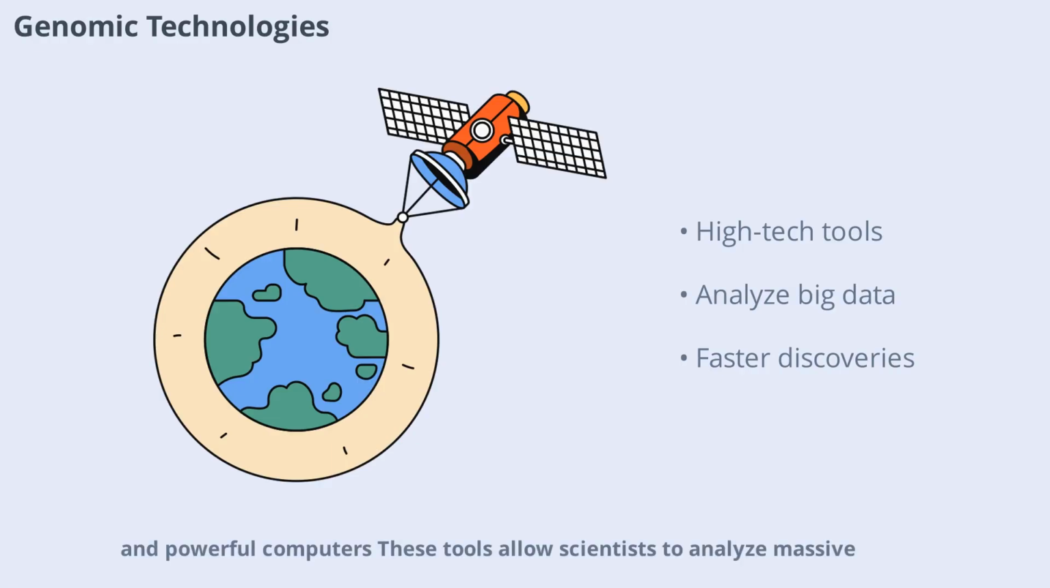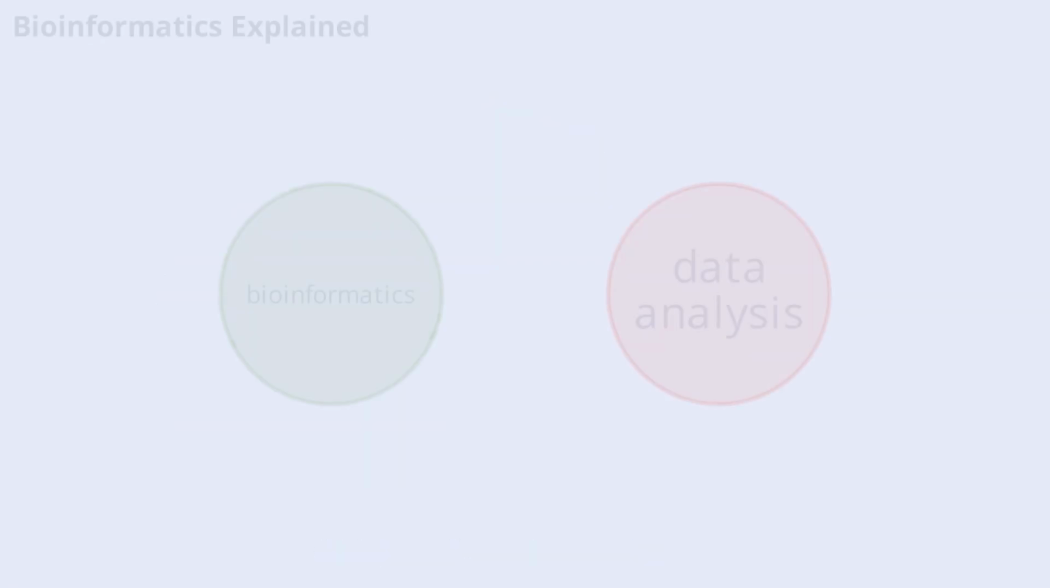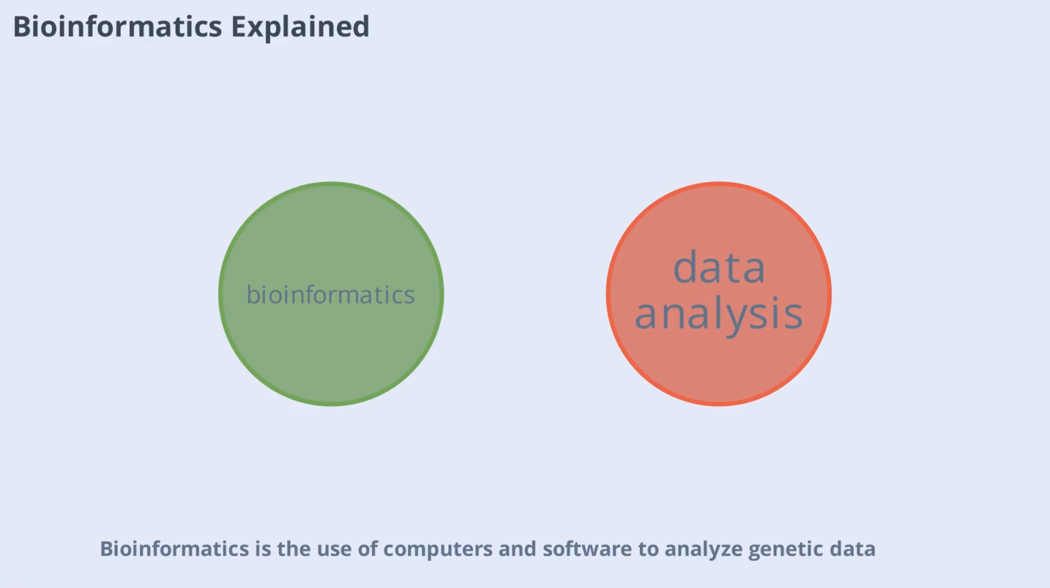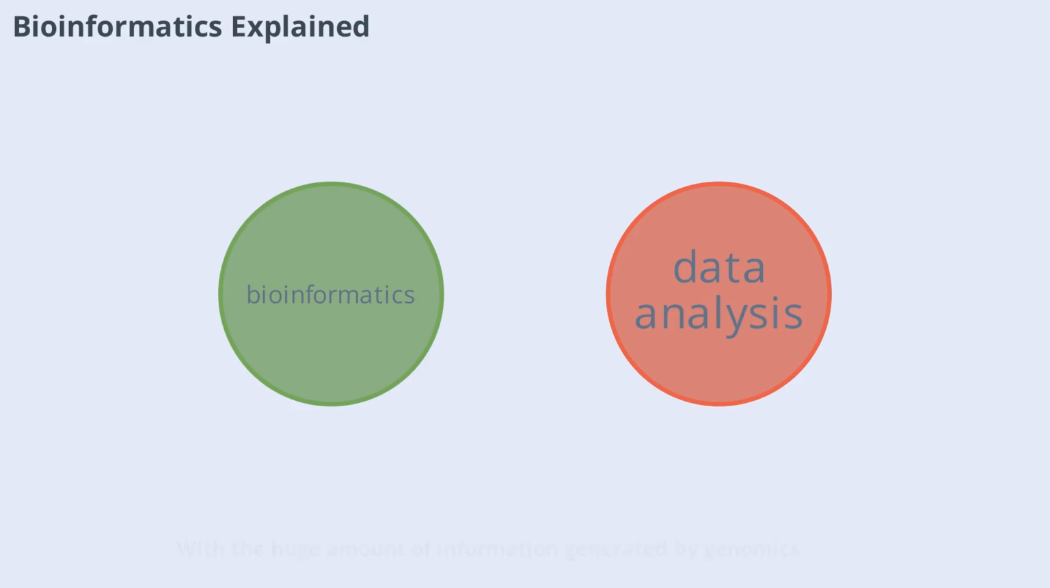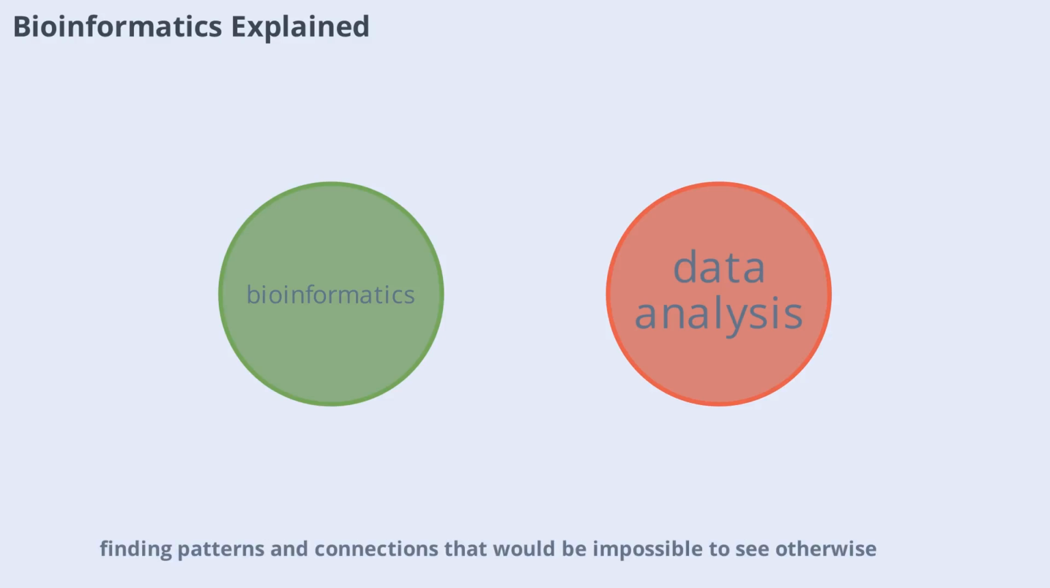These tools allow scientists to analyze massive amounts of genetic data quickly and accurately, driving new discoveries every day. Bioinformatics is the use of computers and software to analyze genetic data. With the huge amount of information generated by genomics, bioinformatics helps scientists make sense of it all, finding patterns and connections that would be impossible to see otherwise.